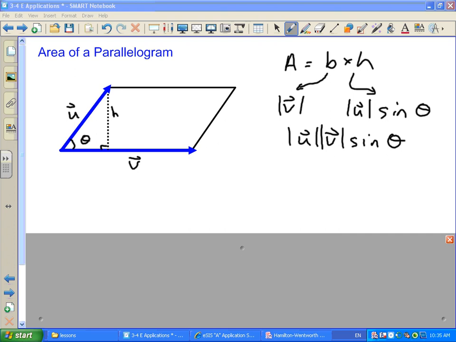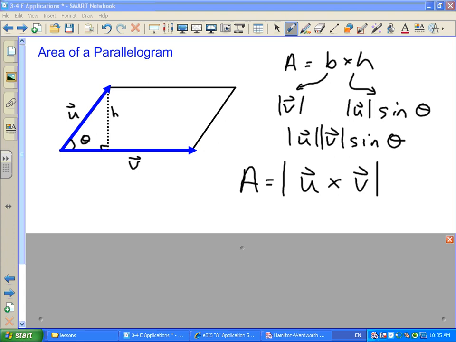Now, does this look familiar? Where have we seen this before? Not the dot product, but the... yeah, this is the cross product. In fact, this was the magnitude of the cross product, u cross v. So if we've got vectors defining the two sides of our parallelogram, the area is just given by the magnitude of u cross v. Take the cross product of those two vectors, take the magnitude, and that gives you the area.